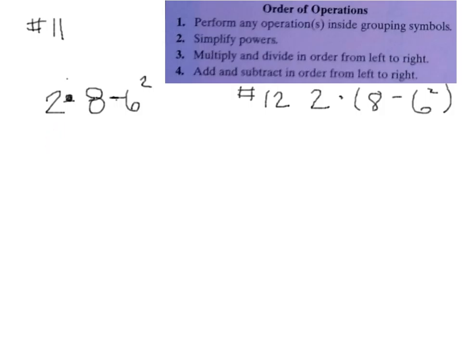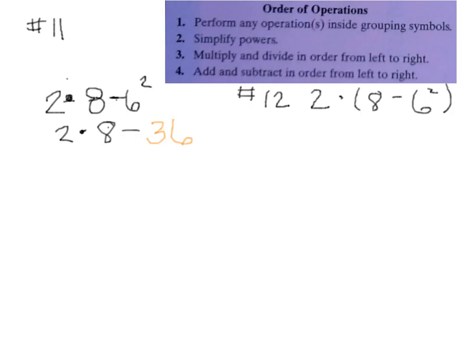So I guess I should grab a pen. 2 times 8, and then it's going to be minus, and I'm going to simplify that power. I'm going to take 6 squared, and I'm going to write it as 36. Okay, I don't have any more powers to do, so that step is done.